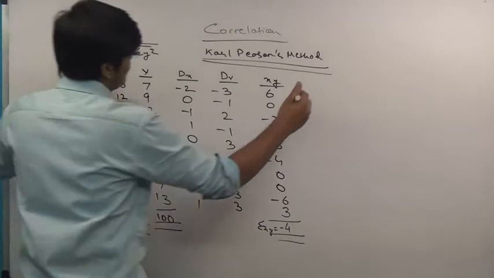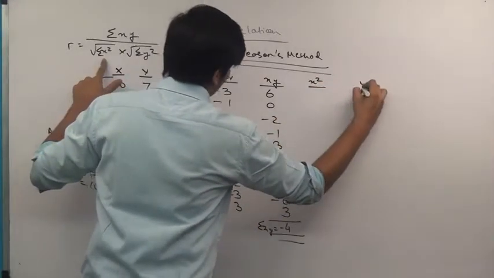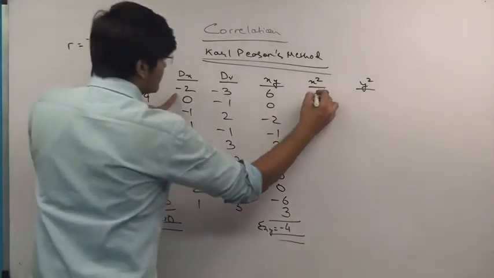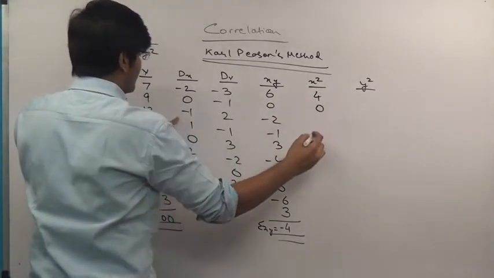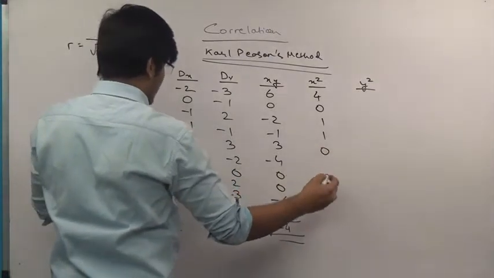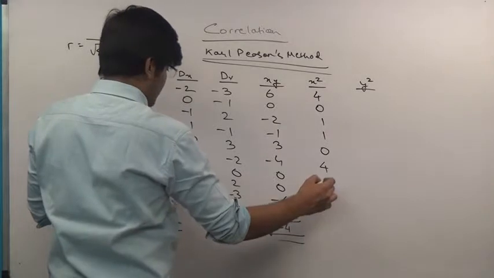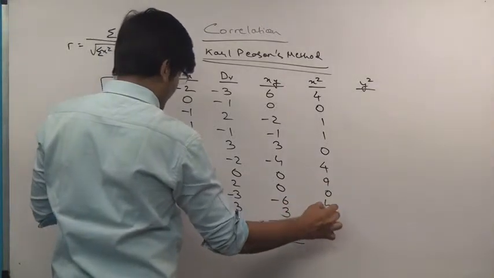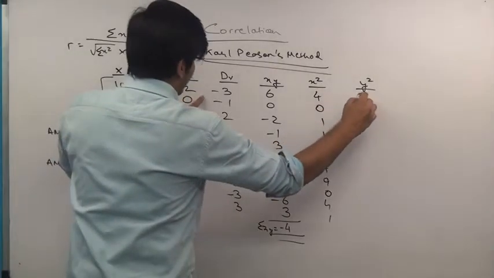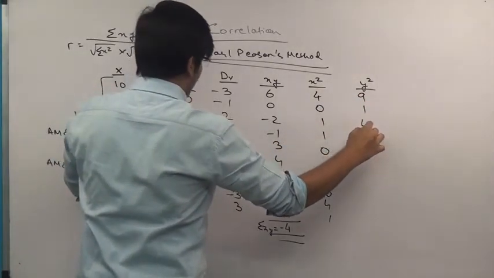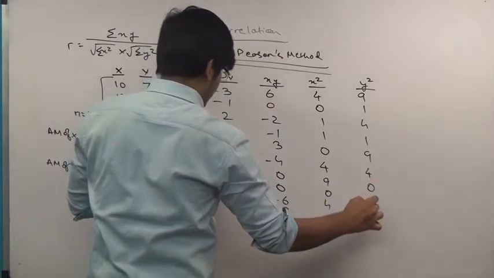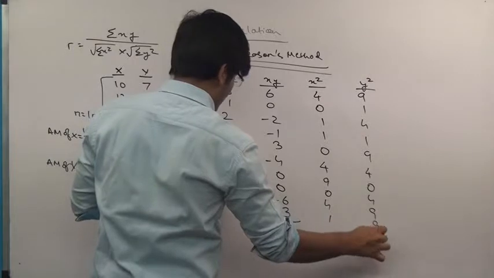Small x square and small y square. So minus 2 into minus 2 is 4. All the negatives will be gone. 0, 1, 1, 0. 1 square is 1. So 1, 4, 9, 0, 4, 1. And y square: 9, 1, 4, 1, 9, 4, 0, 4, 9, 9.